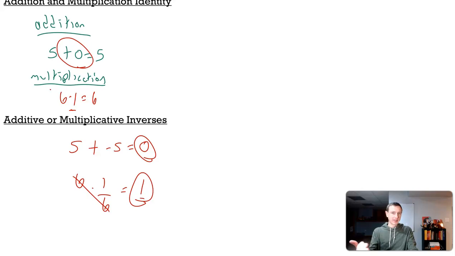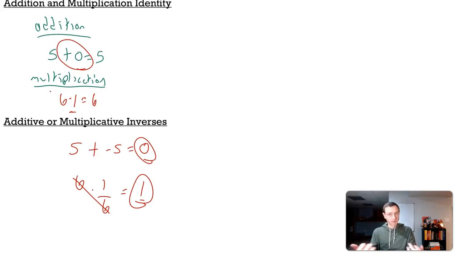These are used a lot in solving equations. That's why these properties are good to know and good to understand when you get to solving equations.